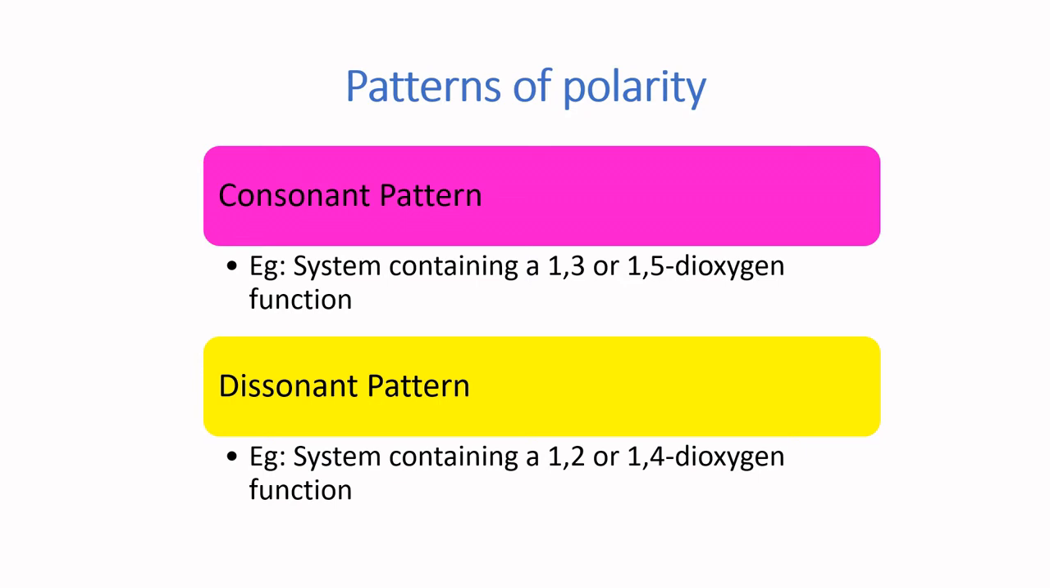Like I have mentioned in the previous slides, there are two types of polarity: the first one is the consonant pattern, and the second one is the dissonant pattern. The consonant pattern normally involves systems that have a 1,3 or 1,5 dioxygen function, while the dissonant pattern involves systems that contain a 1,2 or 1,4 dioxygen function.